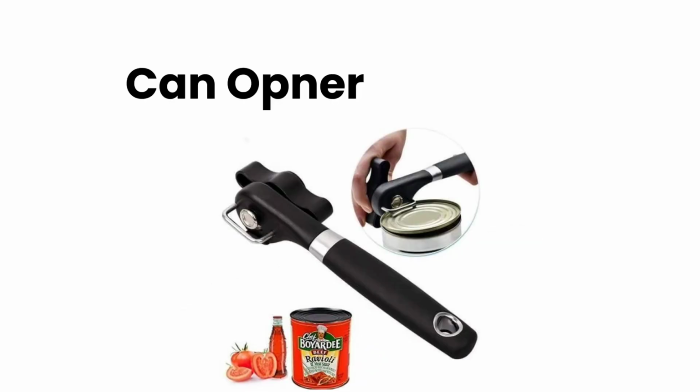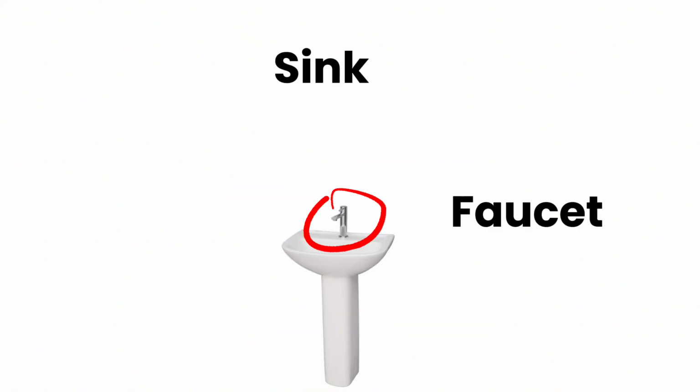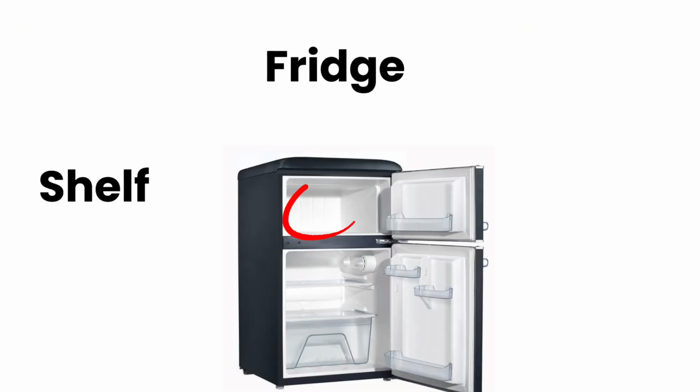This one is called a can opener, and a can opener is attached with blades. This one is a sink, and a sink is attached with the faucet. This one is a fridge, and a fridge has different shelves.